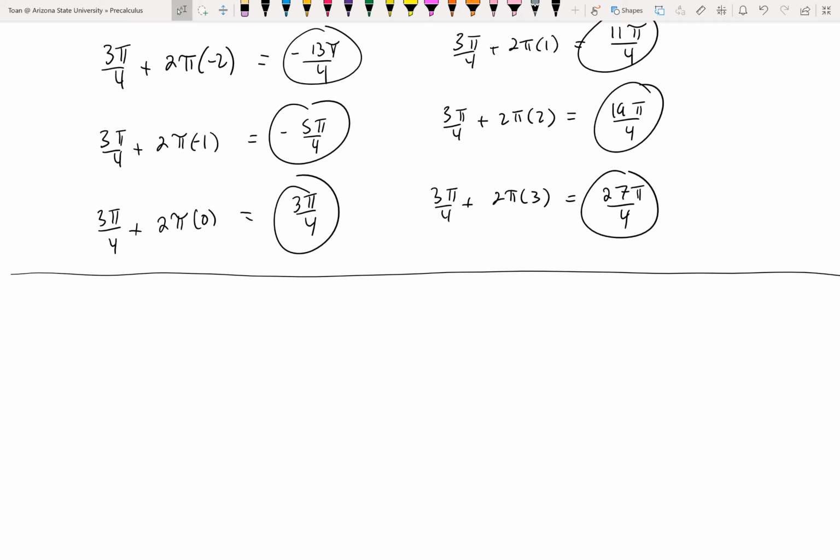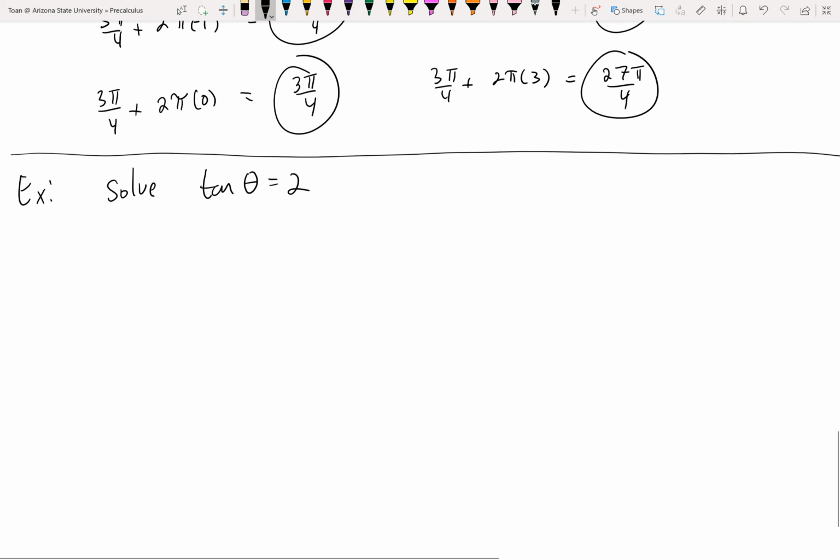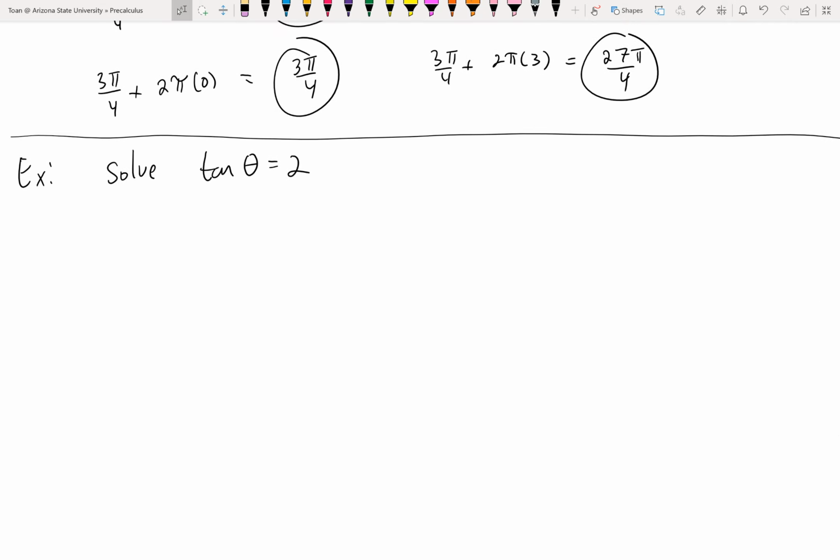Let's do another example here. Suppose I ask you to solve tangent of theta equals 2. Okay. Now I picked this example for two reasons. Number one, we haven't done a tangent example yet. And number two, in terms of the special triangles, there is no special angle that has a tangent value of 2. I can't think of the 30-60-90 or 45-45-90 and do a tangent that gives me a 2. So here's sort of the idea.